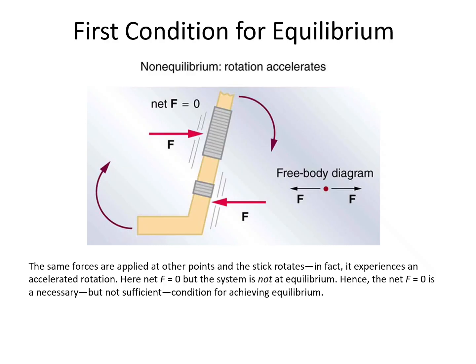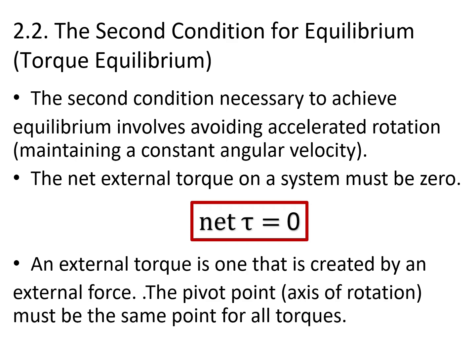That brings us to the second condition for equilibrium, torque equilibrium. To avoid angular acceleration, the net external torque on the system must be 0. This means the clockwise torques must balance the counterclockwise torques about the same pivot point. An external torque is a torque produced by an external force. When calculating torques, the pivot point or axis of rotation must be the same for all torques in that equation. This point matters because changing the pivot changes the lever arms.